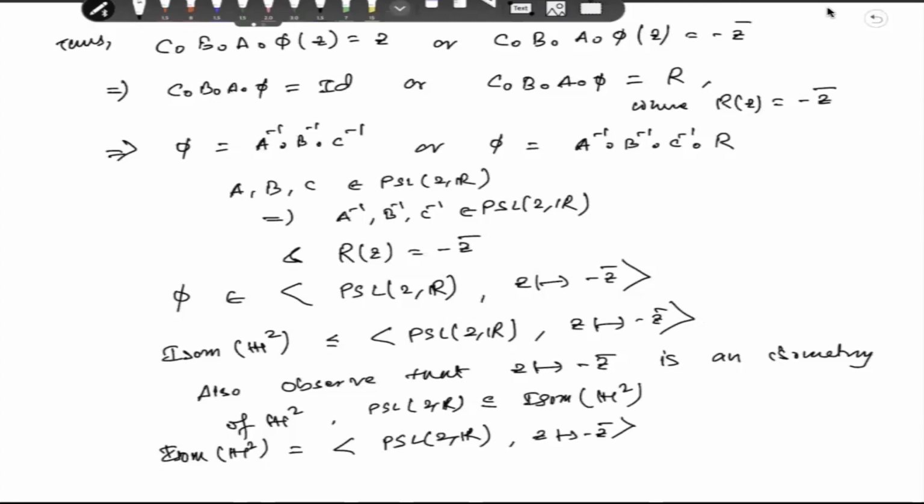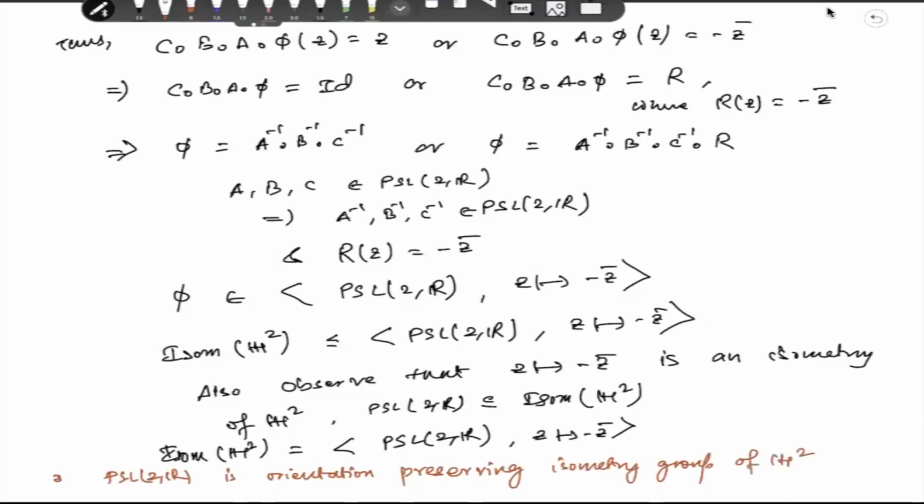If you know about orientation preserving or orientation reversing maps, then PSL2(R) is the orientation preserving isometry group of the upper half plane, and the map z goes to minus z bar is an orientation reversing isometry.